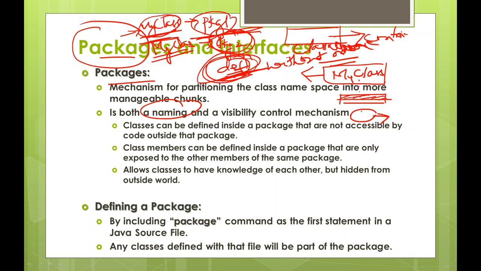Not only namespace compartmentalizing or partitioning, it also provides a visibility control mechanism. So how is that done? Classes that are defined inside a particular package, you can create classes which are not accessible by the code outside of that package. Also, you can define members inside a particular package which are visible only within that package, or members which are visible everywhere. That is how you control the visibility of particular members of a class using our access specifiers. That is how packages add one more level of access control.